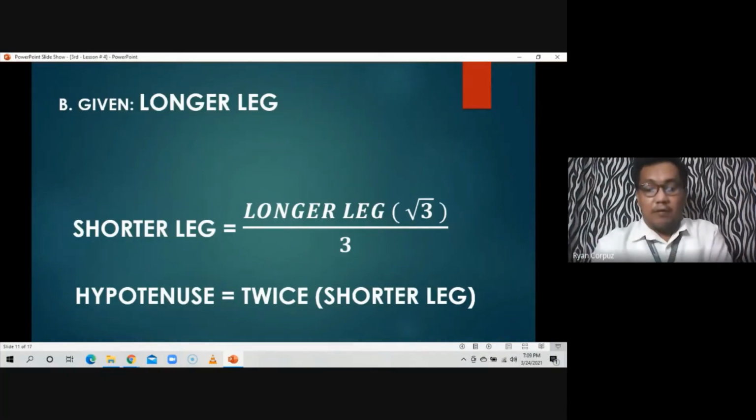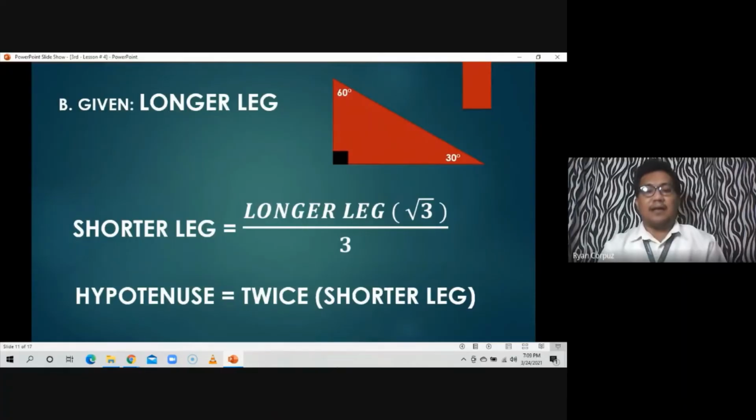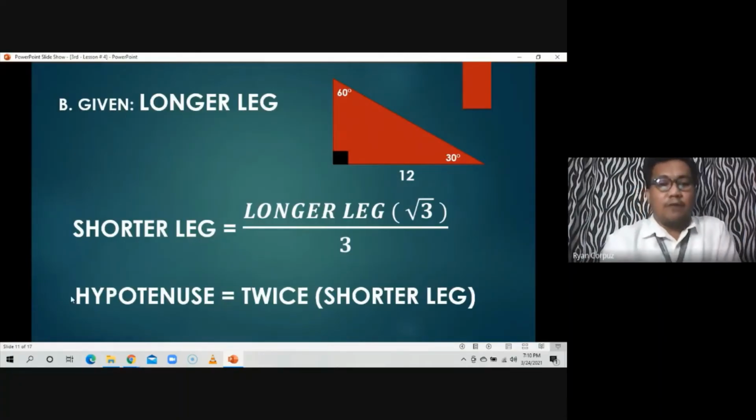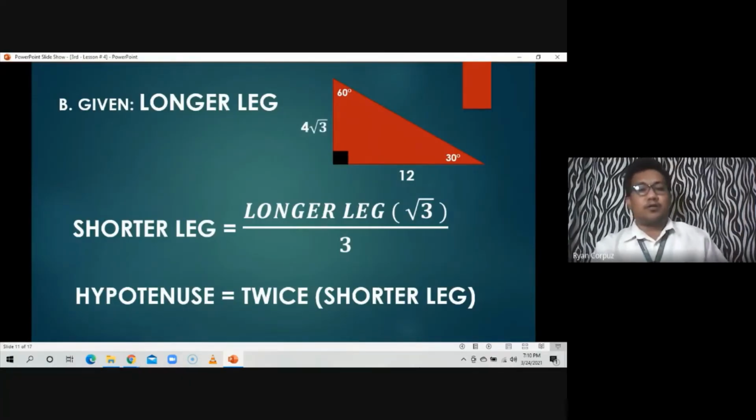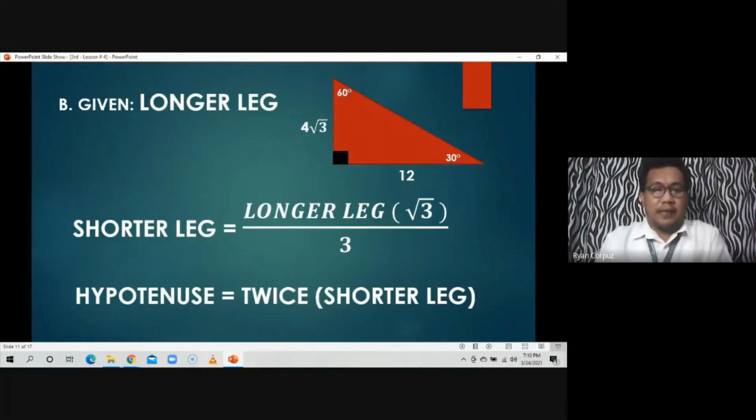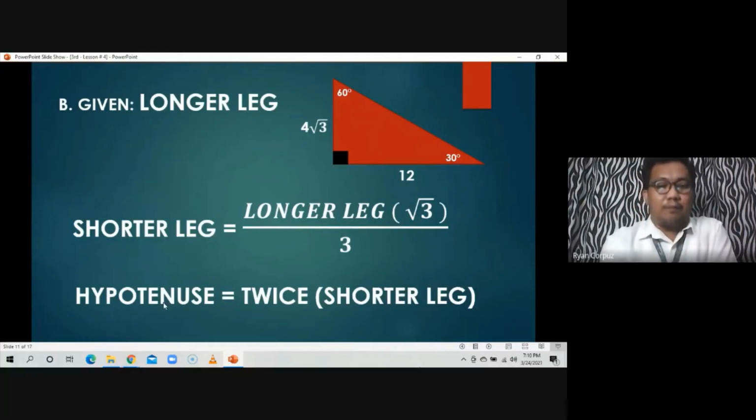So paano ginagawa? Let's have this example again. So this time the given is the longer leg. Given yung longer leg natin. So to find for the shorter leg, sabi dito, longer leg, that's 12. I think divide po na by 3, that would be 4. Times square root of 3, you'll come up with 4 square root of 3. Then for you to find for the hypotenuse, that's just twice the shorter leg.